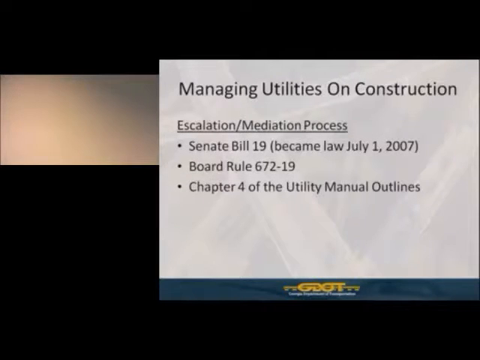So, kind of a little recap. Senate Bill 19 basically set in place the escalation mediation process, and it became law July 1st, 2007. Out of that, Board Rule 672-19 was created, and as a direct result of that, Chapter 4 of the Utility Manual lays out the escalation mediation process for the utility owners and for the contractor.